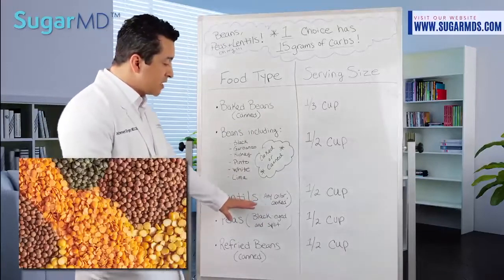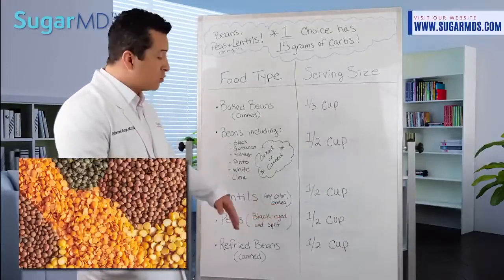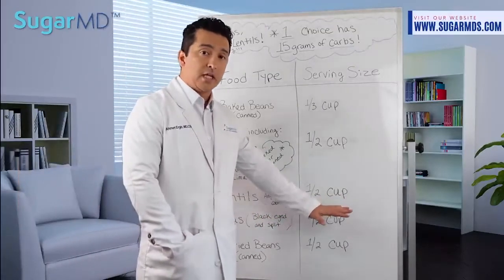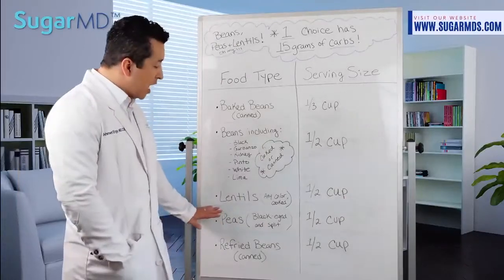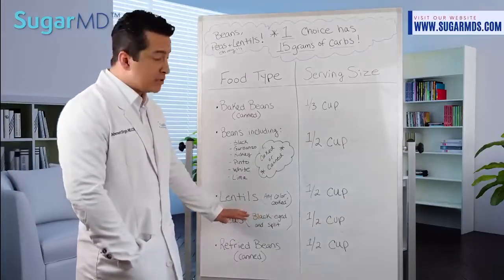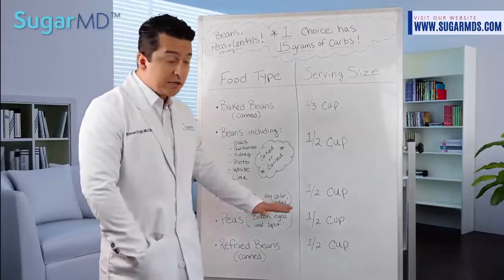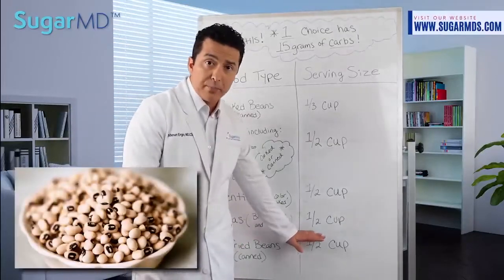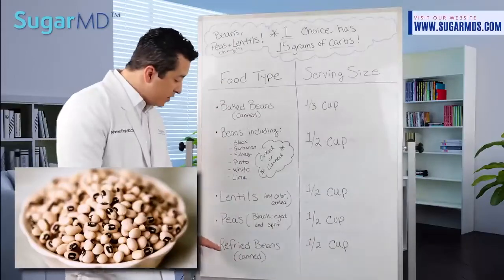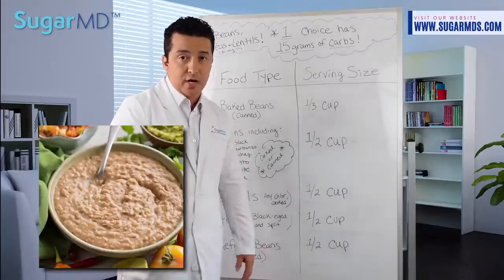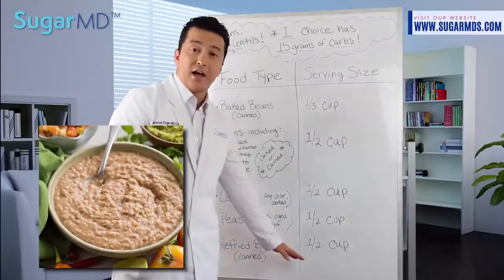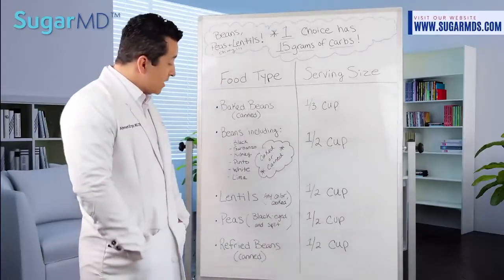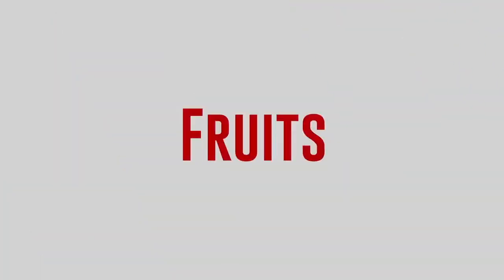Lentils is my favorite. Again, any color. I love the red lentils, but the brown lentils and green lentils are all good. Again, half a cup of cooked lentils will be around 15 grams. I highly recommend adding lentils to your diet if you have not already done so. The peas, again, the black-eyed or split beans, half a cup is 15 grams. And refried beans, which I never had, but some people like it. So half a cup of that is going to be 15 grams as well. So that's that. So let's move on to the next one.